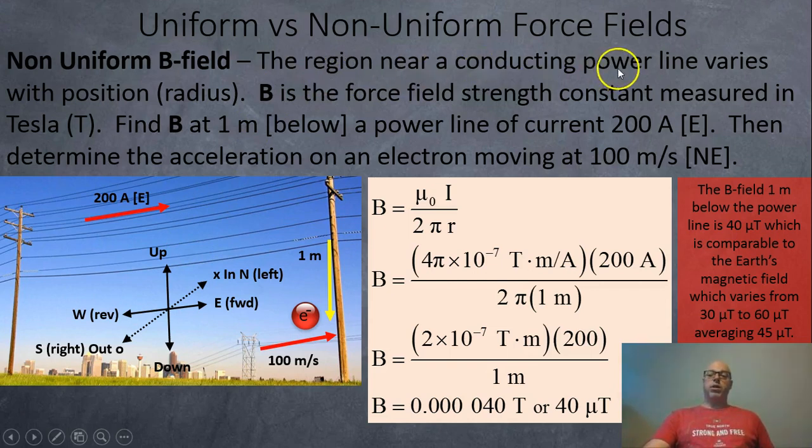So the region near the conducting power line, to find out what the magnetic field strength is, it's the permeability of free space times the current divided by basically the circumference of a circle. The further out you are, the weaker it gets, so 2 pi r. So in this case, if you're 1 meter away from this power line, what's the magnetic field strength there? So we have 4 pi times 10 to the negative 7 Tesla meters per amp.